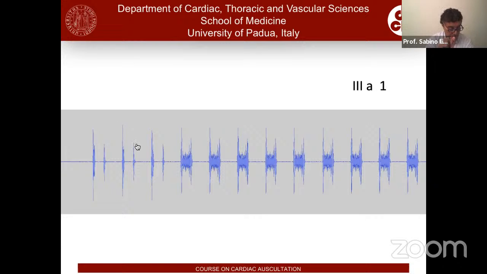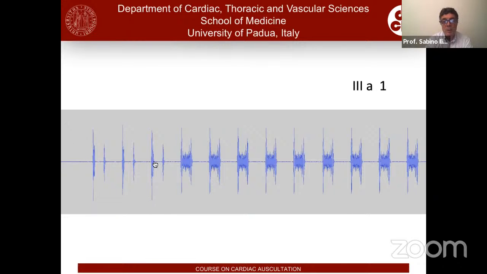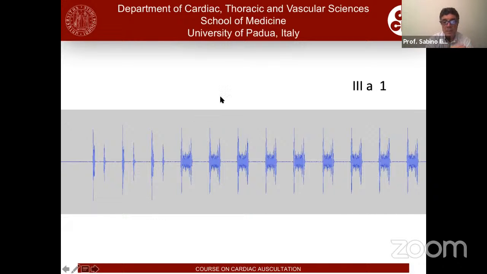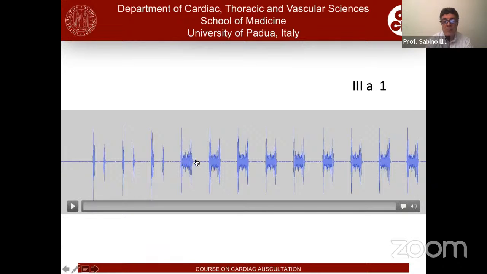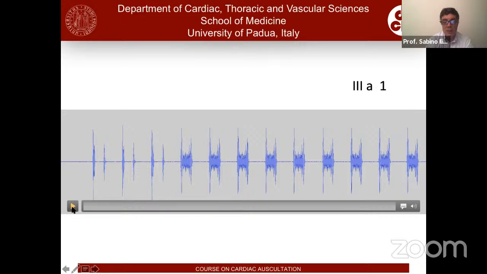So this is an example of a mitral regurgitation. You will appreciate 3 normal beats, and then the murmur, here you see, will appear. I can anticipate that the murmur is a systolic murmur, of course, because this is the first sound and this is the second sound. Diastole is without any kind of additional sound, and the murmur will be soft, as in all mitral regurgitation.